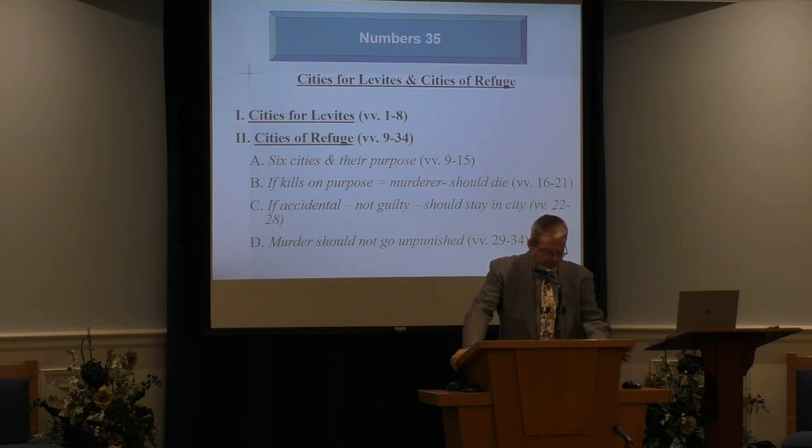I'm at Numbers 35 beginning at verse 1. The Lord spoke to Moses in the plains of Moab and said, command the children of Israel that they give the Levites cities to dwell in from the inheritance of their possessions, and you shall also give the Levites common land around the cities. My New King James, which I'm using, will call it common lands. If you're using the King James, it will say suburbs.